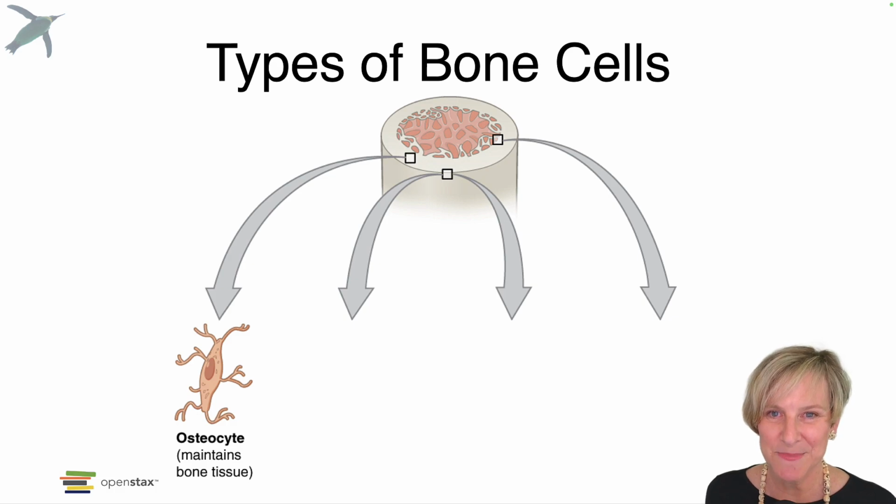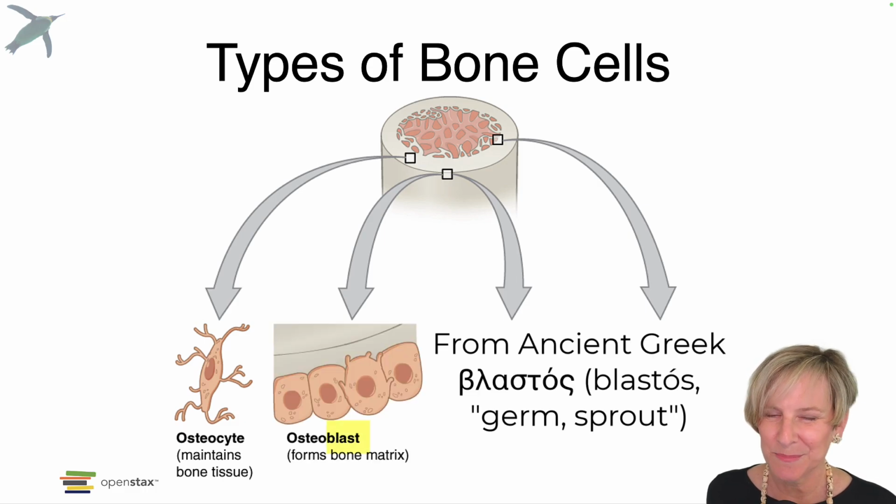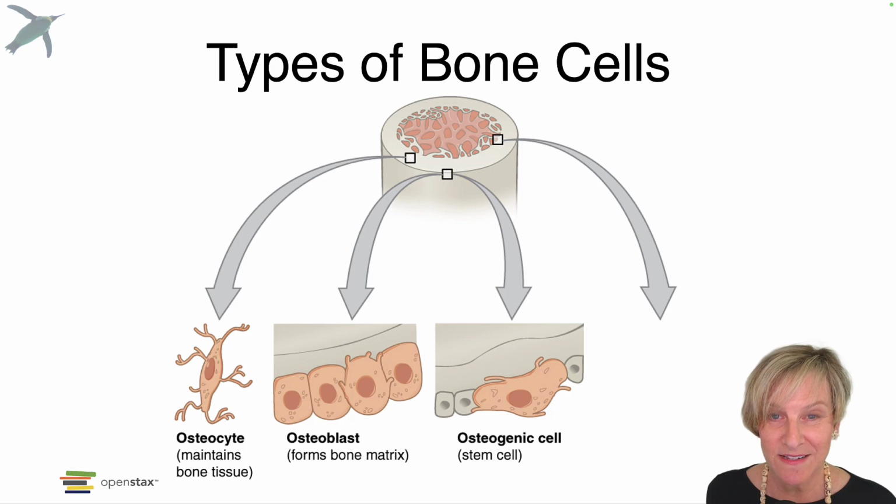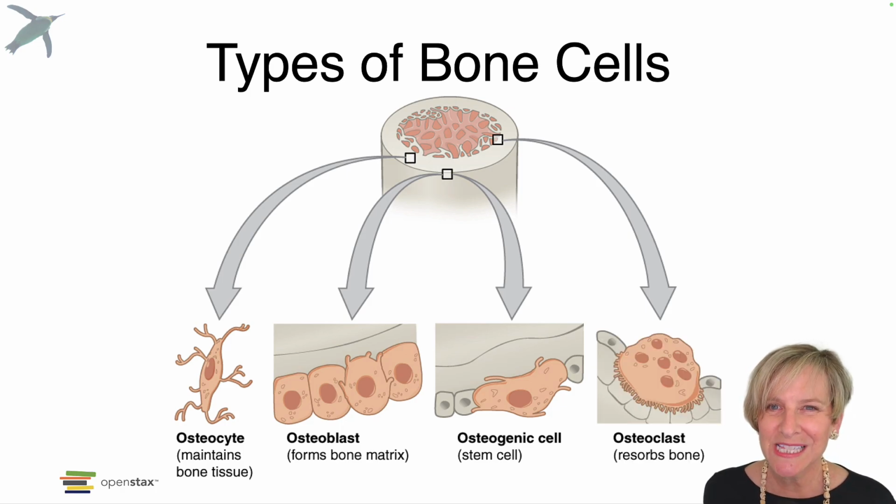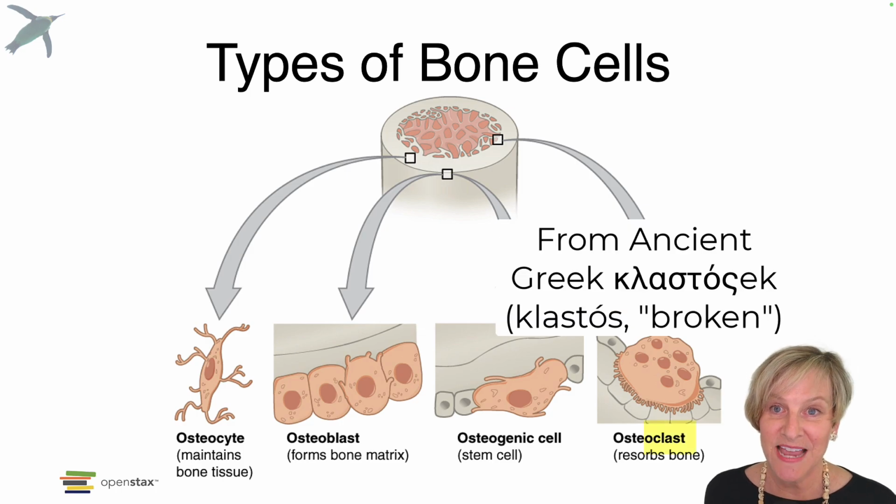Types of bone cells. We have several types of bone cells. Mature bone cells are called osteocytes, which literally means bone cell. Osteoblasts. Believe it or not, blast means to build or to germinate. Osteogenic cells are the stem cells, where all bone cells come from. And osteoclasts break down bone. This happens during development as well as after a fracture.